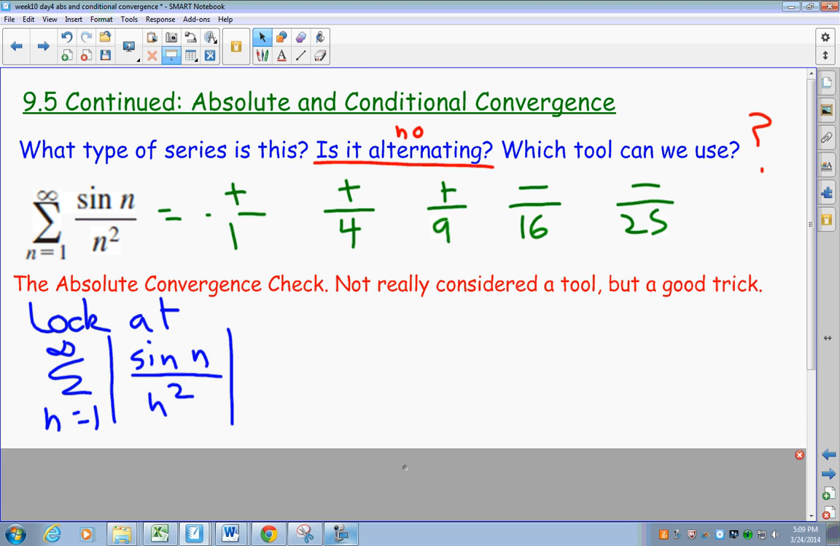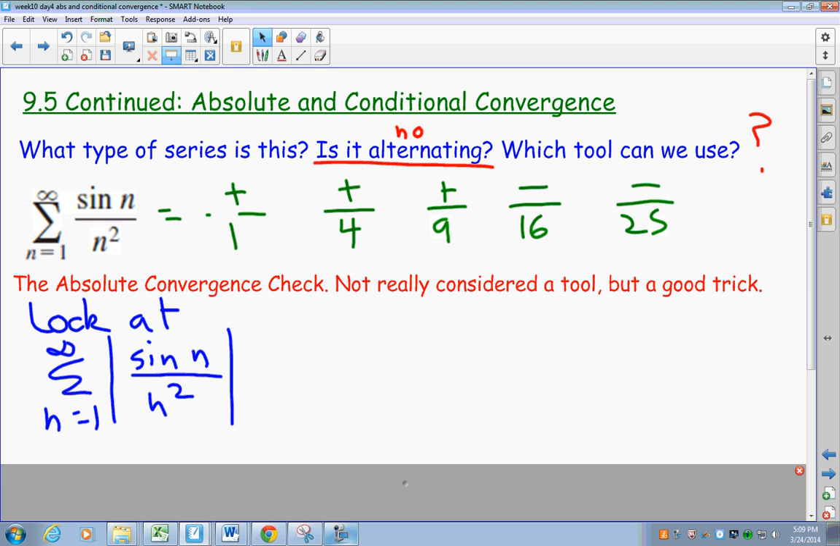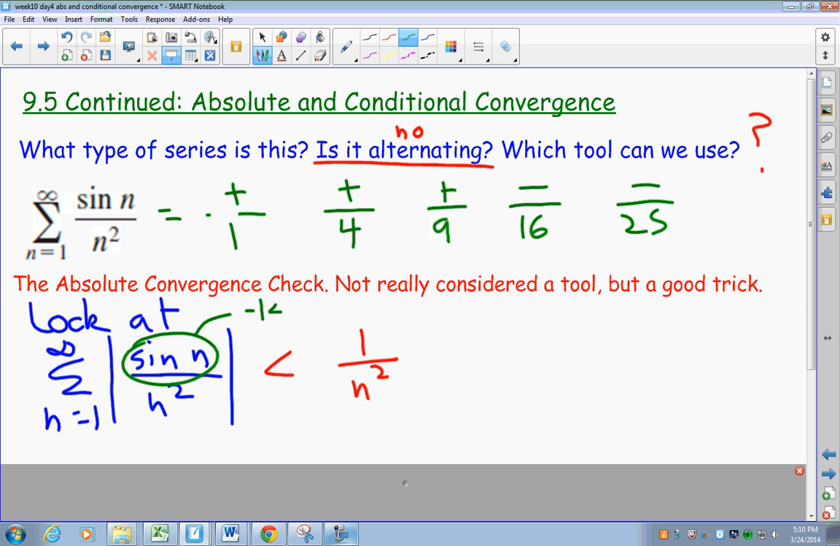I wish it alternated, or I wish it was all positives. Well, it's too hard to make this alternate, but it is really easy to make them all positive, so I can use all those other tests that we once have used. So I'm just going to look at that thing. Make everything positive. Now, when you do that, you can say that whole thing is definitely less than 1 over n squared. And the reason you can say that is sine floats between -1 and 1.